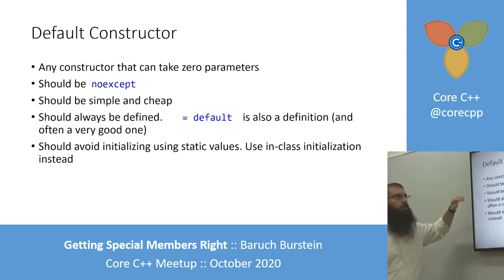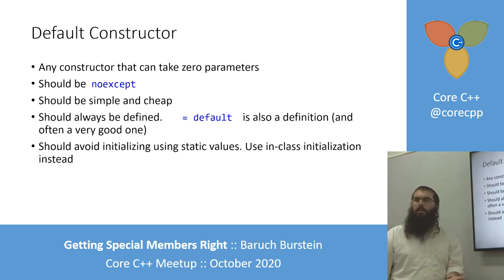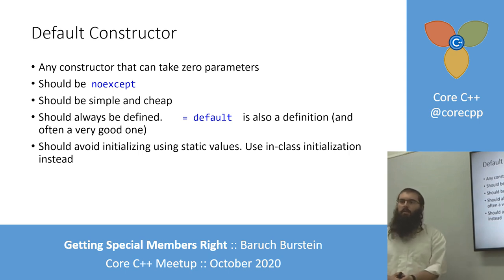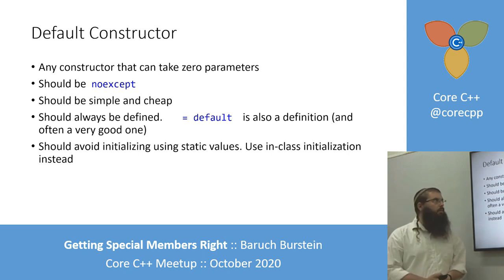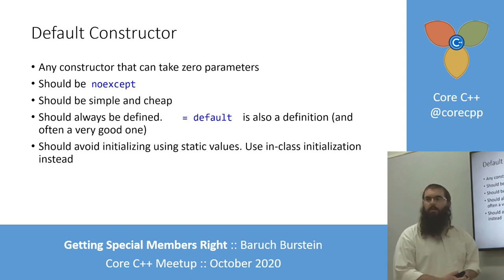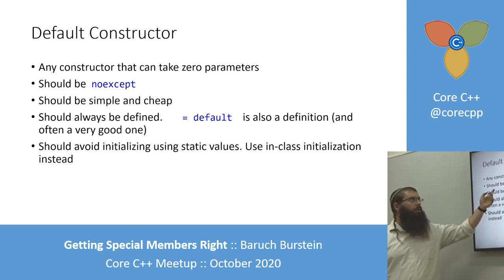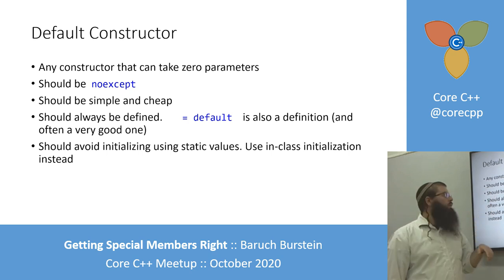Any constructor that can have zero parameters is a default constructor, even if it has more parameters. If they have default values, it is a default constructor. Every class should have a default constructor. That is a good guideline. A lot of the algorithms in the standard library rely on having a default constructor. They rely not only on having it, but they rely on it being noexcept often.